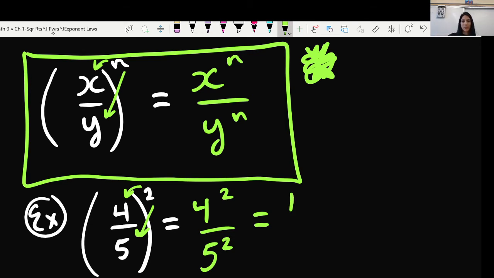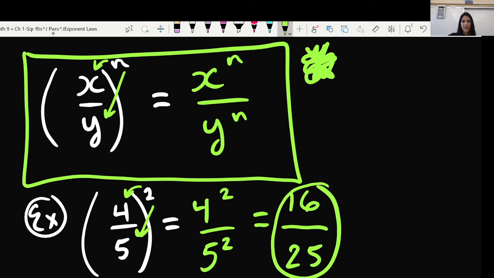So 4 squared we know is just 4 times 4, which is 16. And 5 squared would be 5 times 5, which is 25. And that's how we would give our solution in the end.